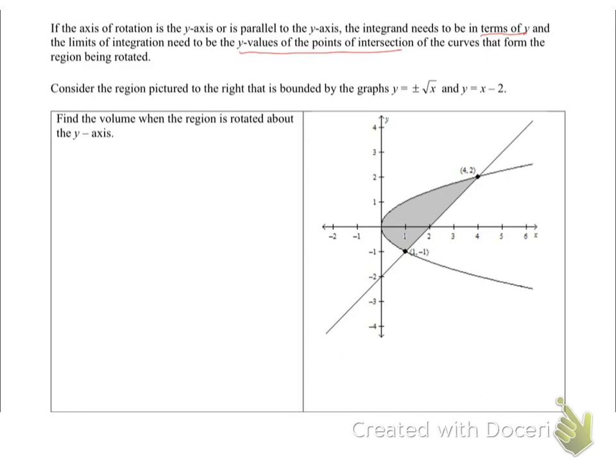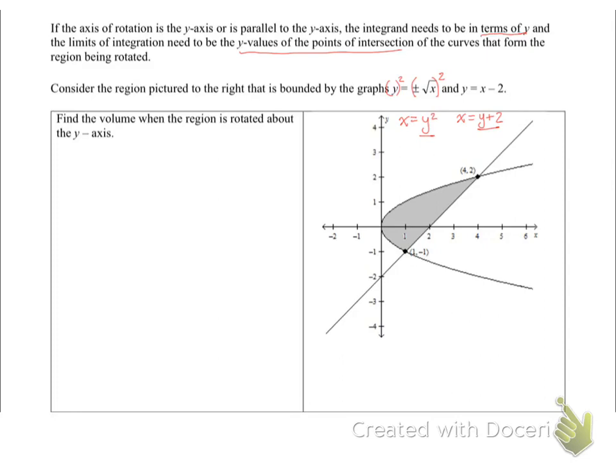In this first one, we have plus or minus the square root of x. Well, to get rid of that, we're going to square both sides. So that means x is equal to y squared. And over here, we're going to solve for x, so x is equal to y plus 2. Now these are going to be your functions.